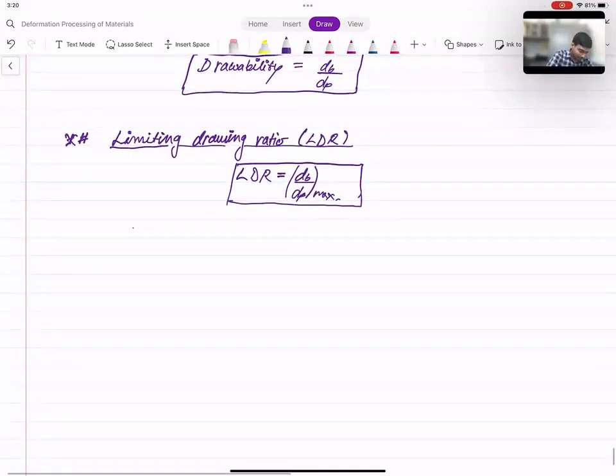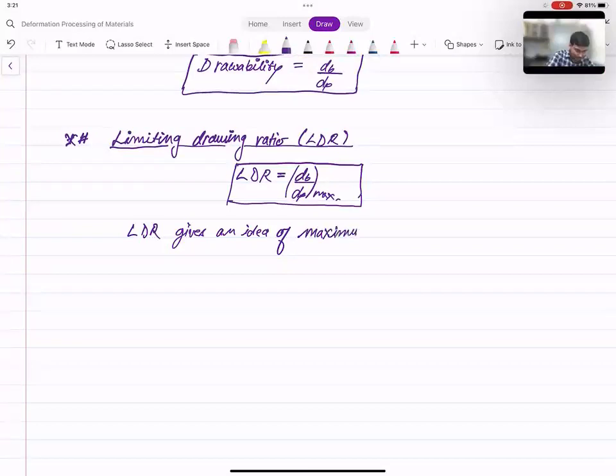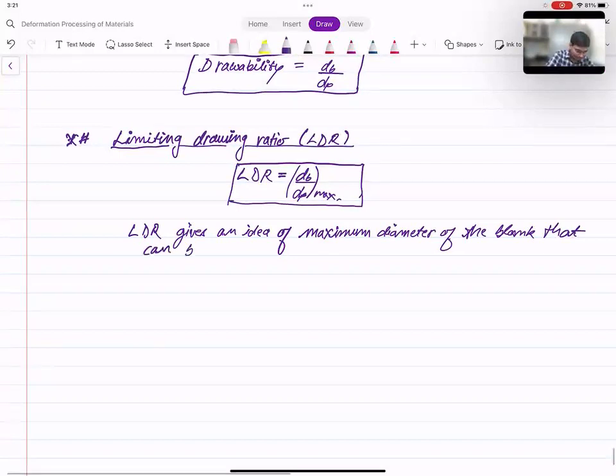So this gives an idea of the maximum diameter of the blank that can be drawn into a cup without fracture or failure.